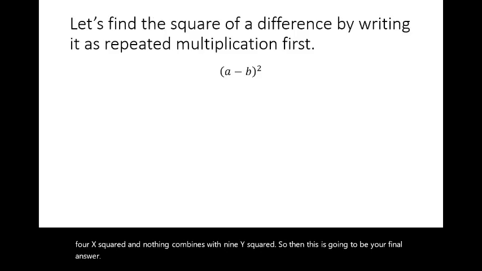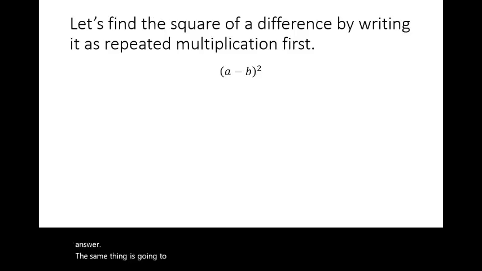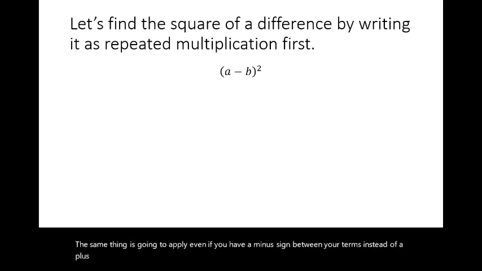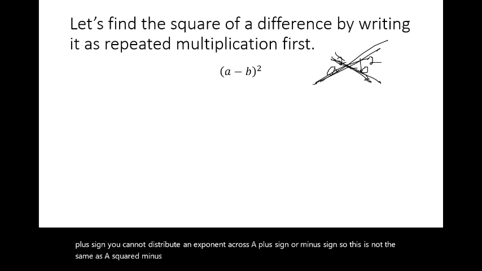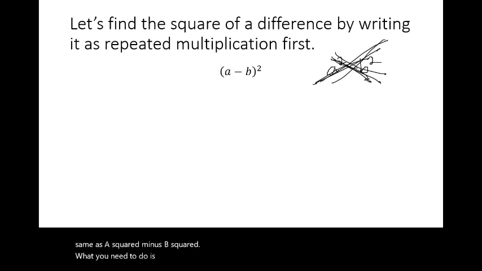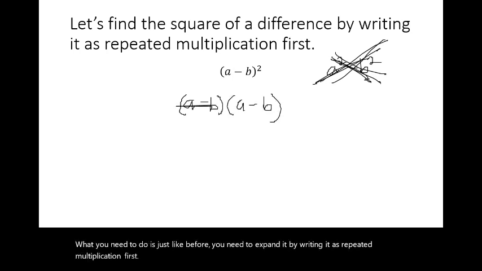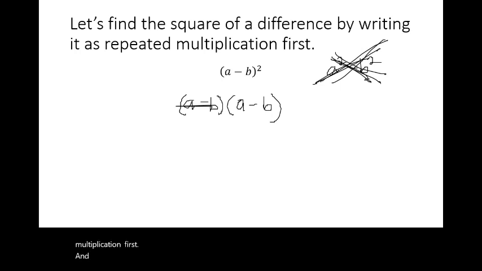The same thing is going to apply even if you have a minus sign between your terms instead of a plus sign. You cannot distribute an exponent across a plus sign or a minus sign, so this is not the same as a squared minus b squared. What you need to do, just like before, is expand it by writing it as repeated multiplication first, and then multiply them using distribution.